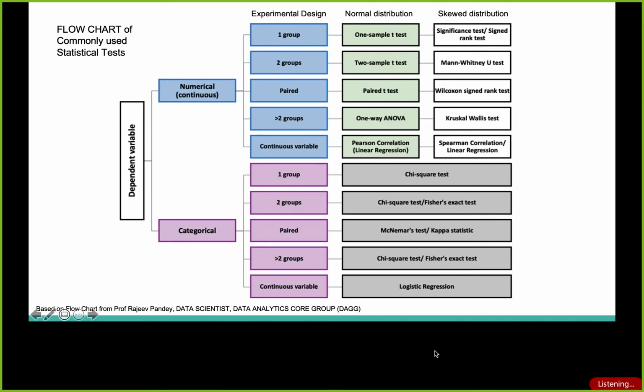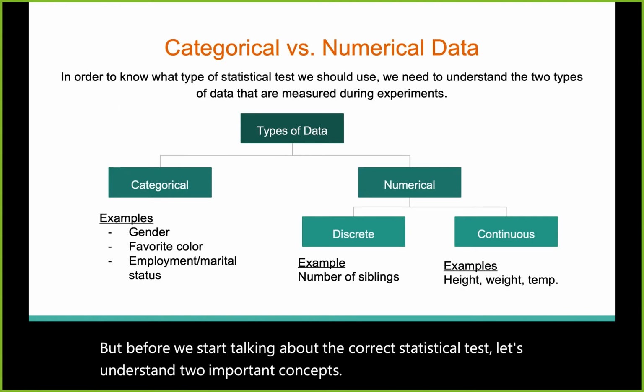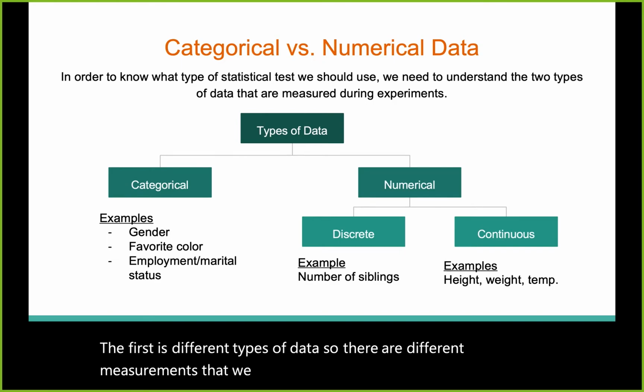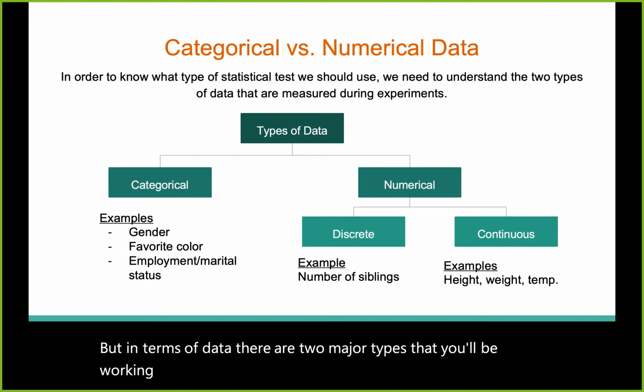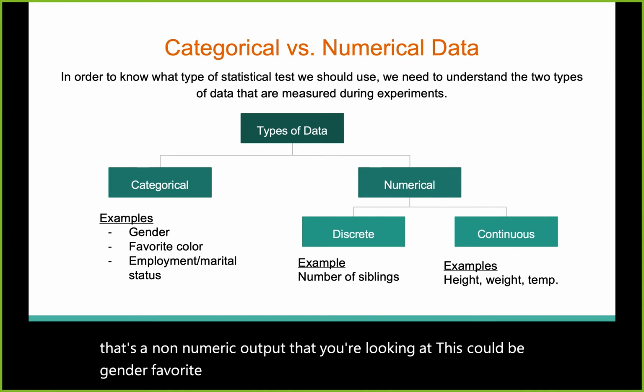But before we start talking about the correct statistical test, let's understand two important concepts. The first is different types of data. There are different measurements that we can collect in an experiment. But in terms of data, there are two major types that you'll be working with. Either categorical, which is going to be anything that's a non-numeric output that you're looking at. This could be gender, favorite color, eye color, things like that.